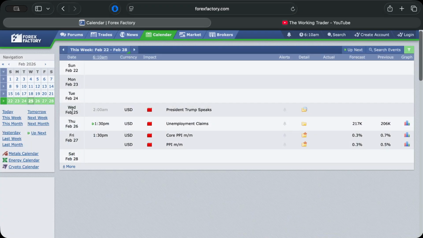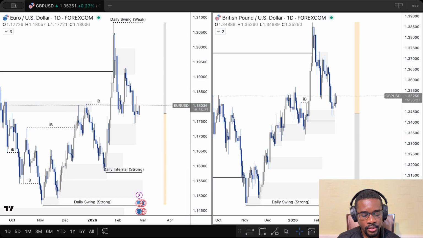Today is Wednesday, and there was news around 2 a.m. So we'll wait and see whether that will have an impact once the London market opens or once New York opens. Otherwise, there is no other news for the rest of the day. So let's look at the charts. Let's see what's going on.